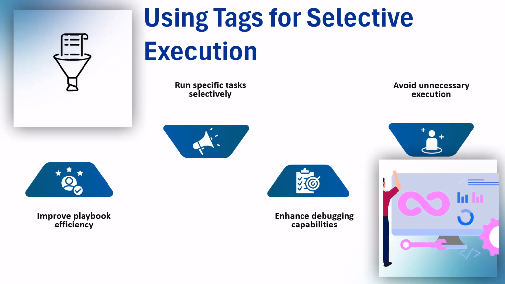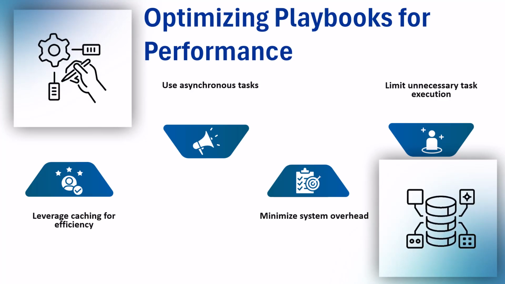Less waiting, more doing. Performance is key, because waiting for slow playbooks is just painful. Using async tasks helps speed things up, while limiting unnecessary execution keeps things lean. Caching saves us time, and minimizing system overhead ensures smooth operations. Think of it like optimizing your morning routine. The fewer steps, the faster you're out the door.